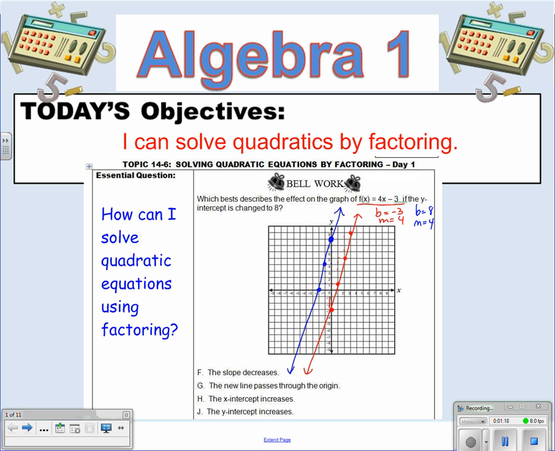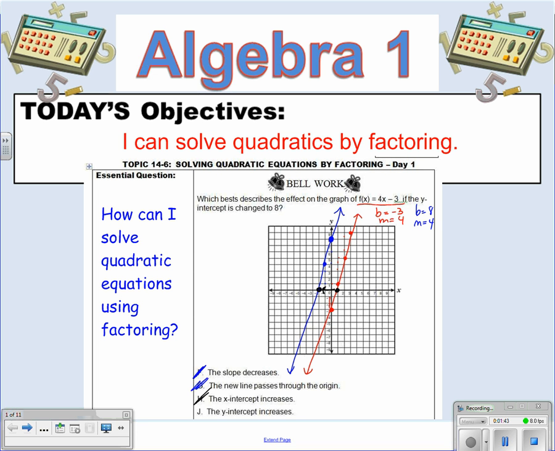You can get an idea what that looks like. Now, knowing what it looks like, let's answer the question. The slope decreases? No, we did not change the slope. The line passes through the origin? That line does not pass through the origin. The x-intercepts increase? Let's look at our x-intercepts. For my red line, it's right here. For my blue line, it's there. So my new x-intercept is actually less than the original, so that one's not it.